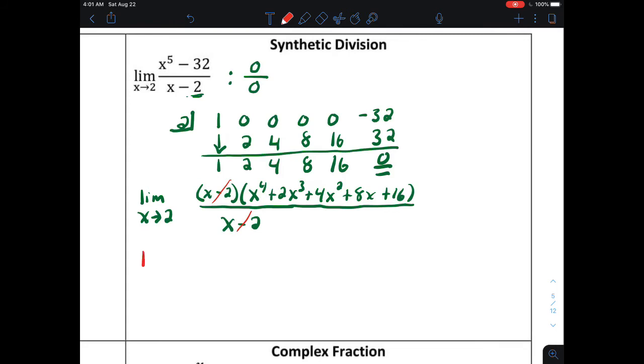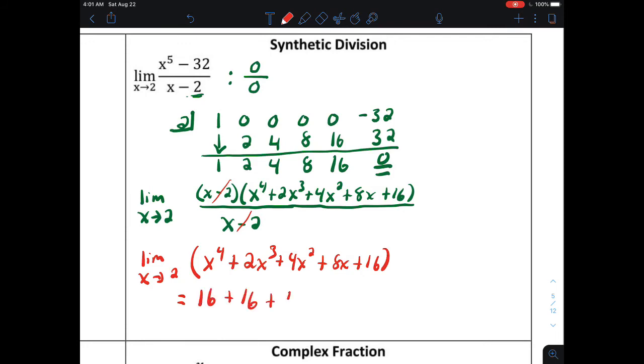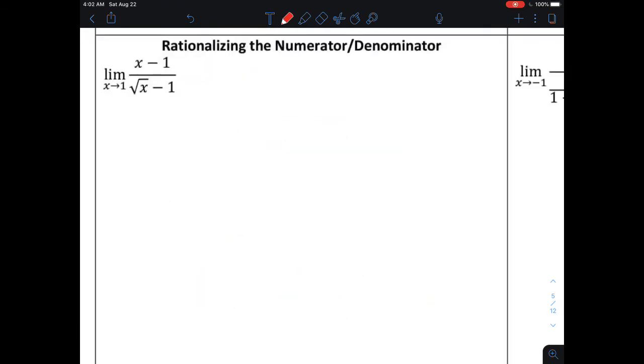And we can cancel out the x minus 2's. And now we have the limit as x approaches 2 of this polynomial. And now we're ready to do direct substitution, and we get 80.